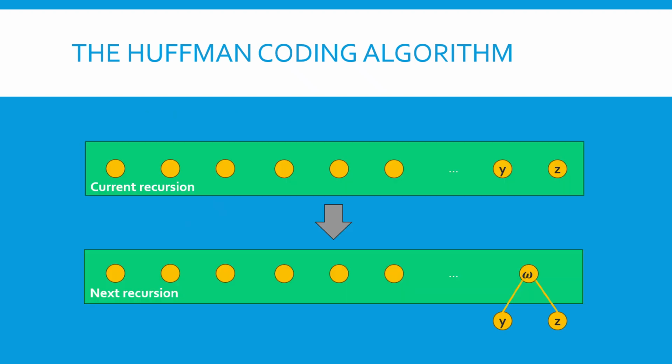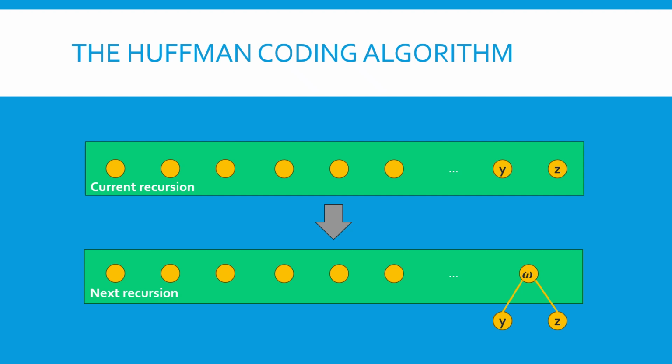Here, we illustrate the forests T and T prime from two consecutive recursive steps. In the earlier recursion, the forest T contains two separate trees, Ty and Tz. In the next recursion, these two trees are merged into a new tree, T omega, whose root has Ty and Tz as its left and right subtrees. As the recursion proceeds, the number of trees in the forest decreases, while the height of each tree increases.